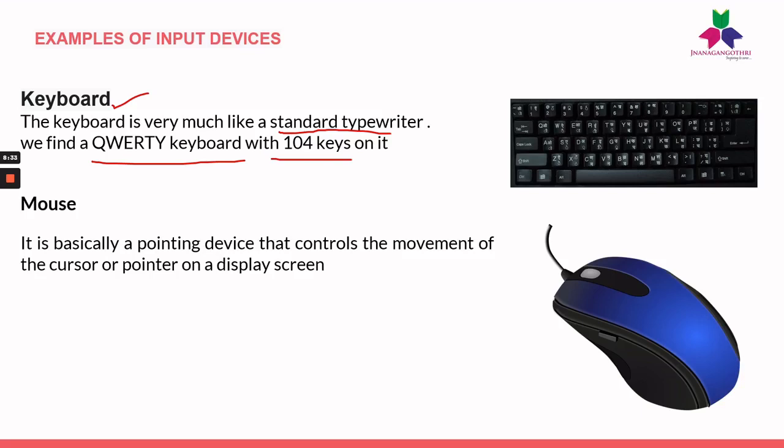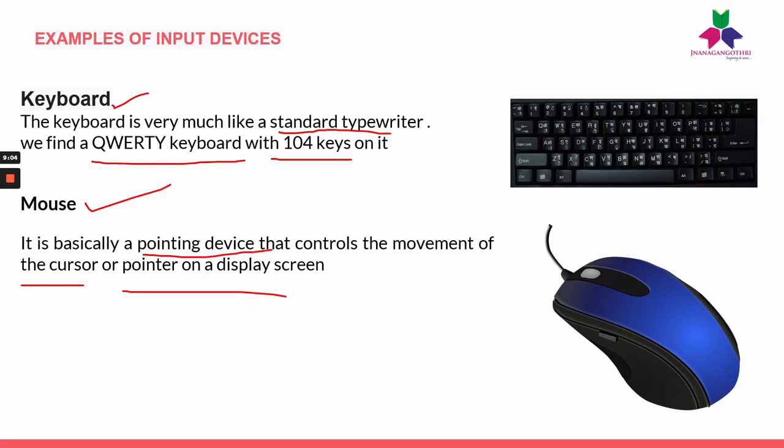So our next common input device is our mouse. Mouse is basically a pointing device. Now mouse, we call it a pointing device, which controls the movement of the cursor or pointer on the display screen. Mouse is basically a very small object that you can roll along a hard and flat surface. As you move the mouse, the pointer on the display screen moves in the same direction.